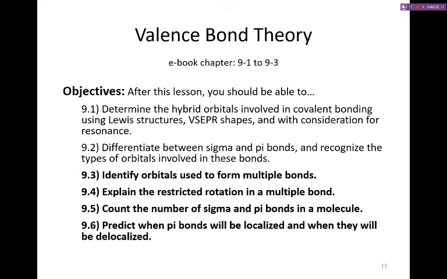In this video, we're going to continue our discussion on valence bond theory, specifically looking at how multiple bonds are formed. We're going to talk about restricted rotation around multiple bonds. We're going to talk about counting up numbers of sigma and pi bonds, and then also discuss delocalized pi bonding, or in other words, resonance. Let's begin.